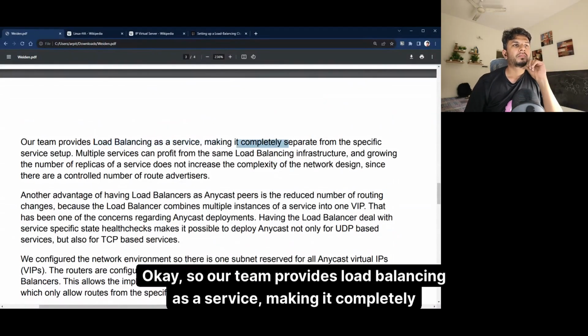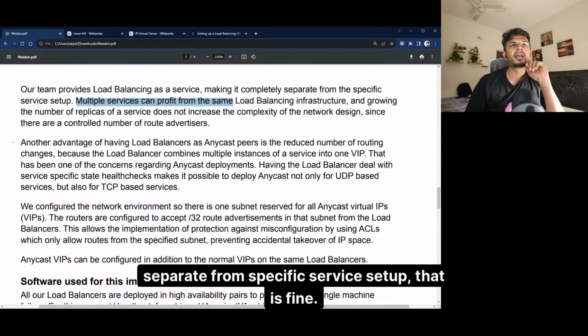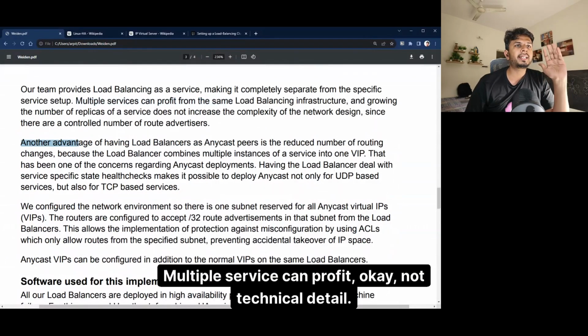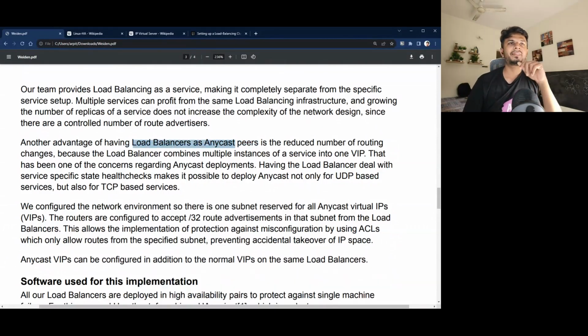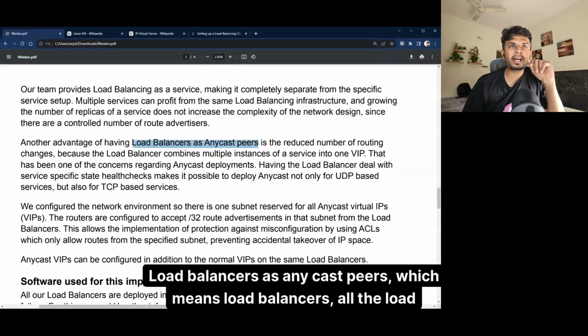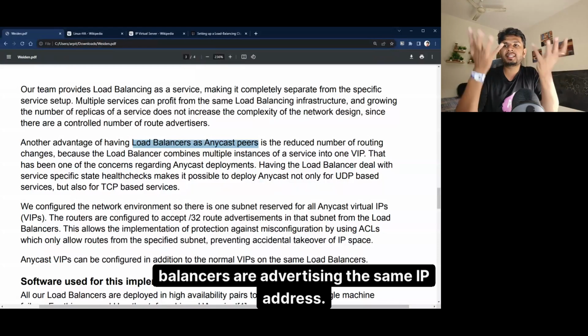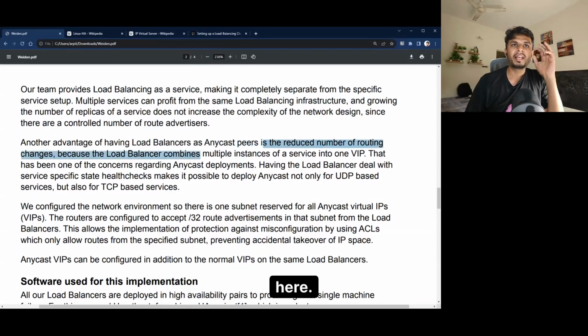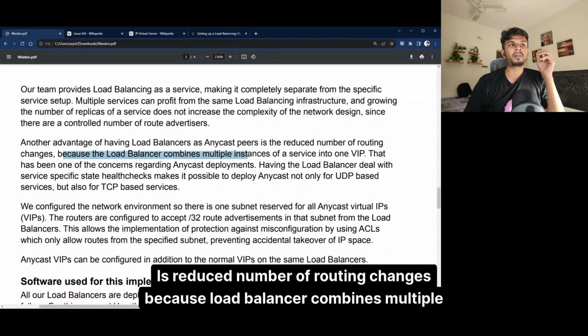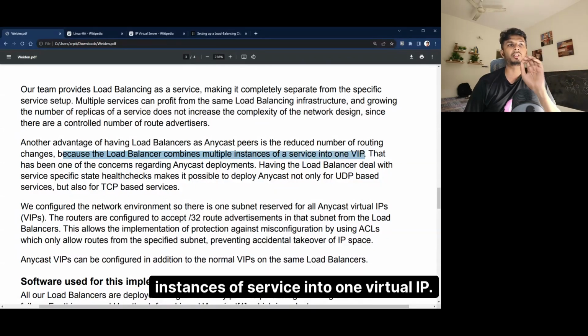Okay. So our team provides load balancing as a service, making it completely separate from specific service setup. Multiple services can profit. Another advantage of having load balancers as Anycast peers. Key thing, right? Load balancers as Anycast peers, which means all the load balancers are advertising the same IP address. Another advantage is the reduced number of routing changes, because the load balancer combines multiple instances of a service into one virtual IP.